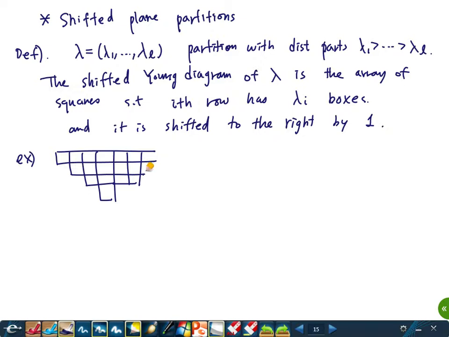So this is a shifted Young diagram of, we have 1, 2, 3, 4, 5, 6, 7, 8, 9, then 1, 2, 3, 4, 5, 6, then 1, 2, 3, 4, then 1. Oh yeah, let me have one more box here, so it's 5. Because it is shifted like this, the numbers must be strictly decreasing. You cannot have the same number, because even though we may have the same border here, they are shifted, so the numbers are different. So this kind of arrangement of boxes or squares is called a shifted Young diagram. And a shifted plane partition is the filling of this.